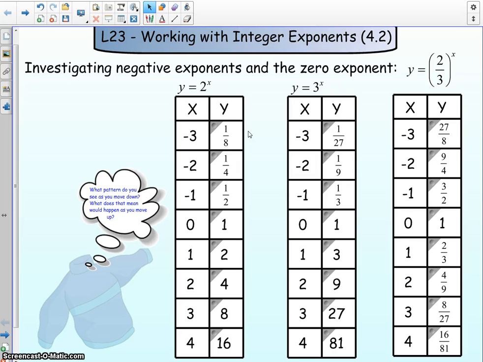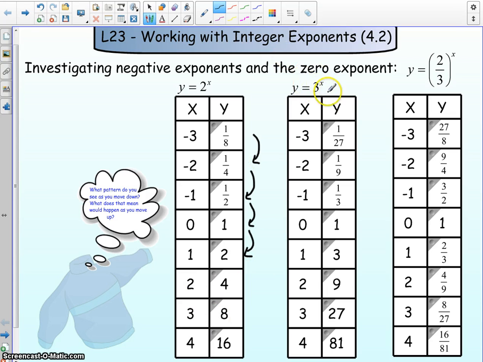One thing you might notice here, if you look at 2 to the x, we talked about this with the tables of values in the last lesson, are some patterns. The base here is 2, so as you move up in x values, or down the table, you're always multiplying by 2 to get from one y value to the next. So what do you think that means as you move back up the table? Well, if you're multiplying by 2 as you move down, when you go back up it'll be division by 2.